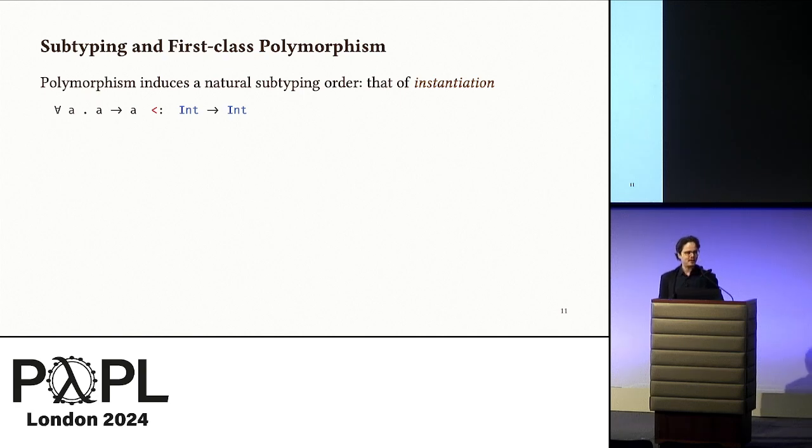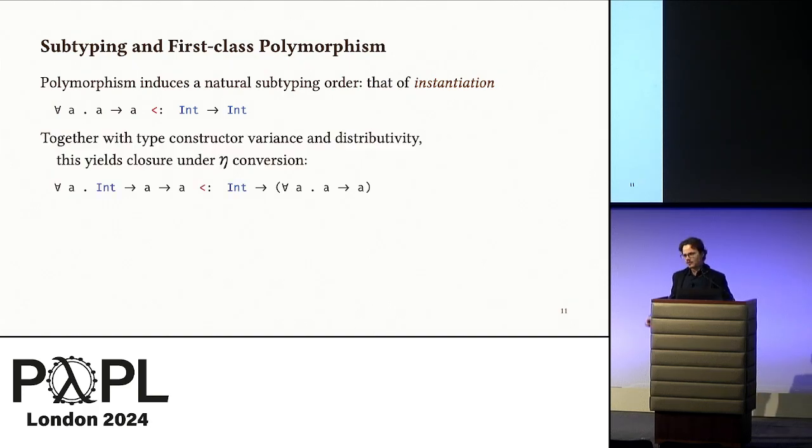And in particular, in the context of first-class polymorphism, you have a natural subtyping order between polymorphic types. So for example, the polymorphic identity type for all A, A to A is a subtype of int to int because it can be instantiated to int to int, okay? And you can enrich this subtyping relationship with more rules such as distributivity, which allow you to close typing under eta conversion.